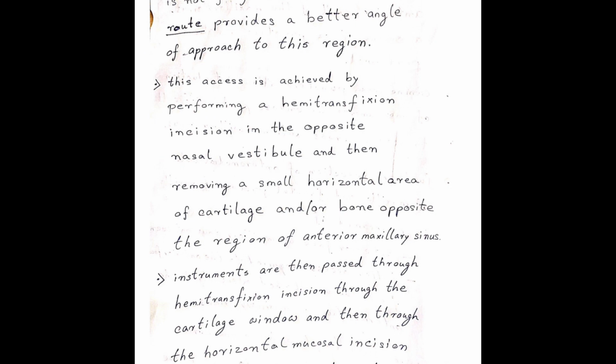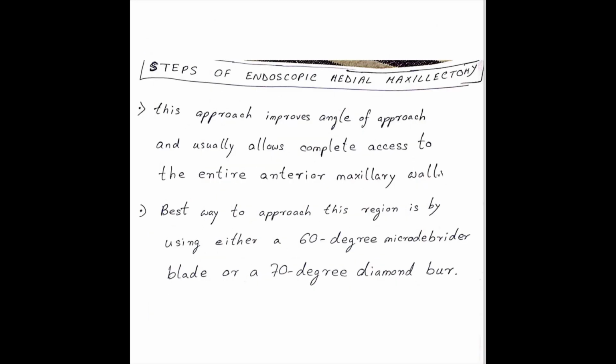Instruments are then passed through hemitransfixion incision through the cartilage window and then through the horizontal mucosal incision in the opposite nasal cavity, giving greater access to the anterior wall of the maxillary sinus. This approach improves angle of approach and usually allows complete access to the entire anterior maxillary wall. It is the best way to approach this region, and it can be done using either a 60-degree microdebrider blade or a 70-degree diamond burr.